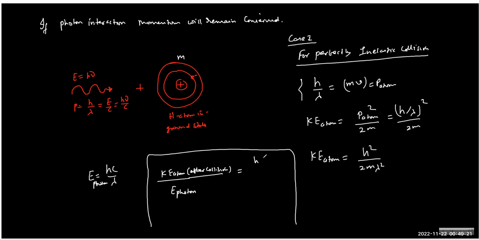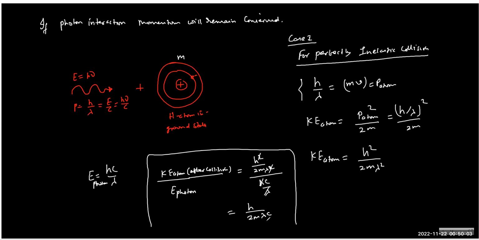KE atom you got h square by 2m lambda square. And energy of the photon is how much? hc by lambda. Yes. So one lambda will cancel out. What are we left with? h by 2m lambda c. Yeah, c will come. No? Lambda by c. Yeah, correct.